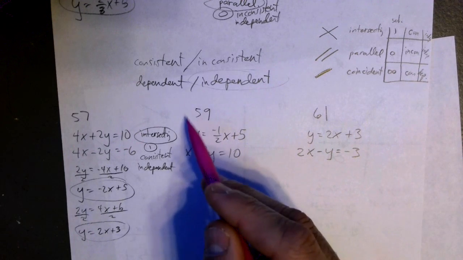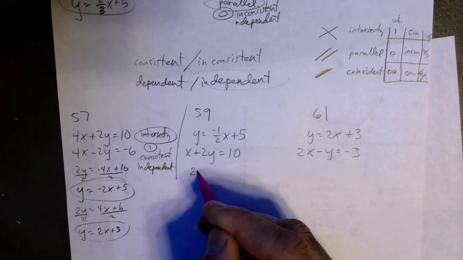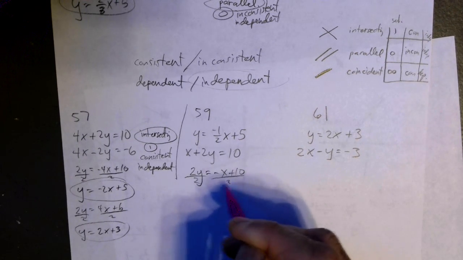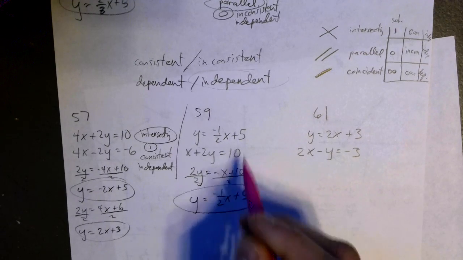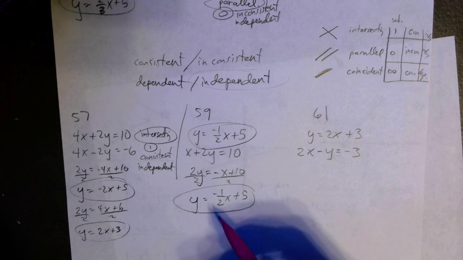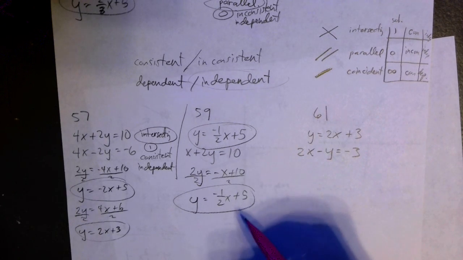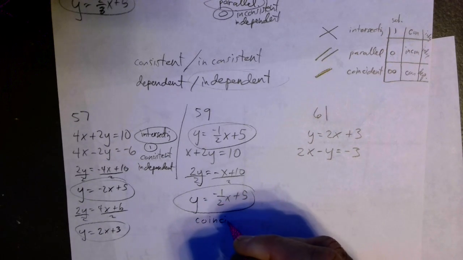Let's do 59. First one's already taken care of. Divide by 2. Y equals negative 1/2 x plus 5. Okay, first one and the second one, what do you notice? The slopes are the same. Look at the intercepts. The same. So are these parallel or coincident? These are coincident.